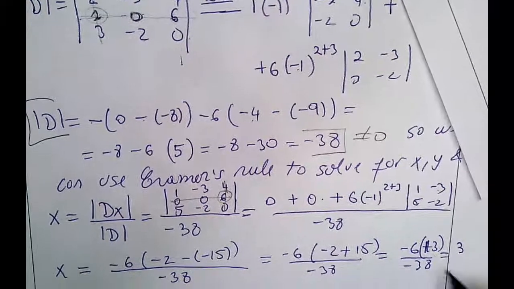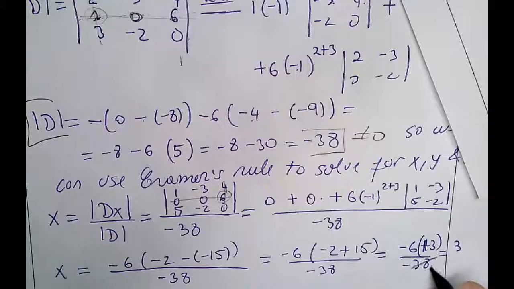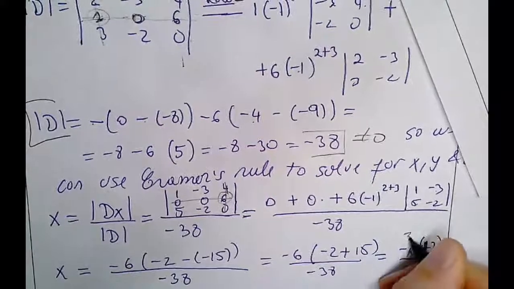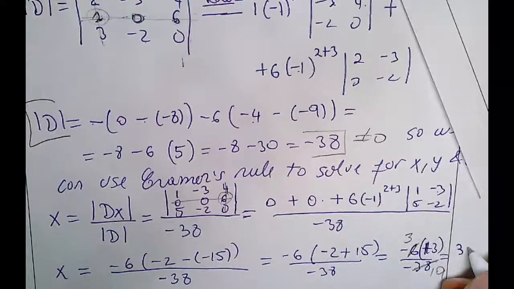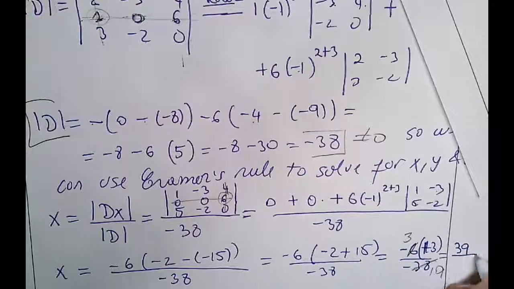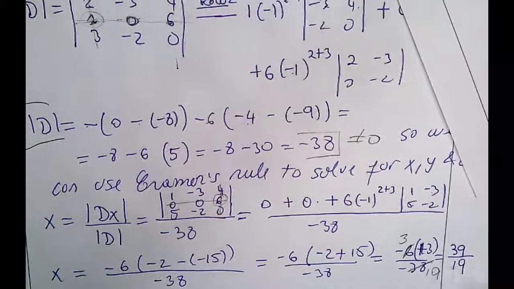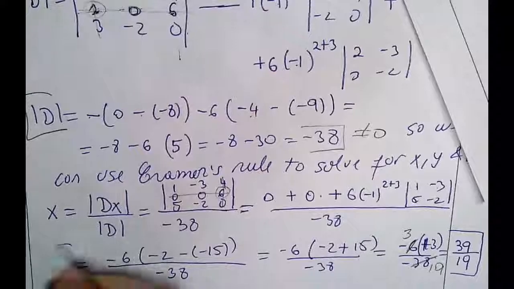Let's reduce by 2. This is 19 and this is a 3. So negative 3 times 13, that's 39 over 19. So this is the value for x. We solved for x.